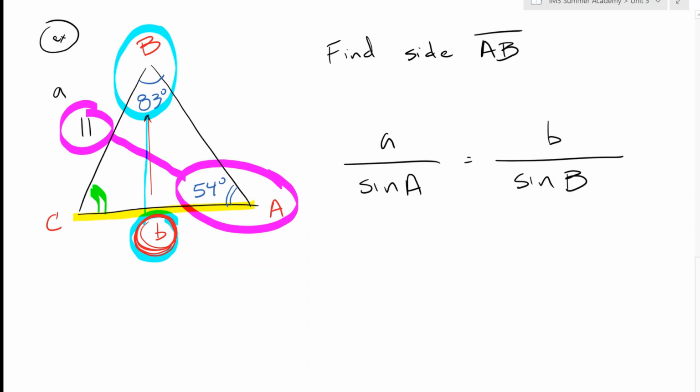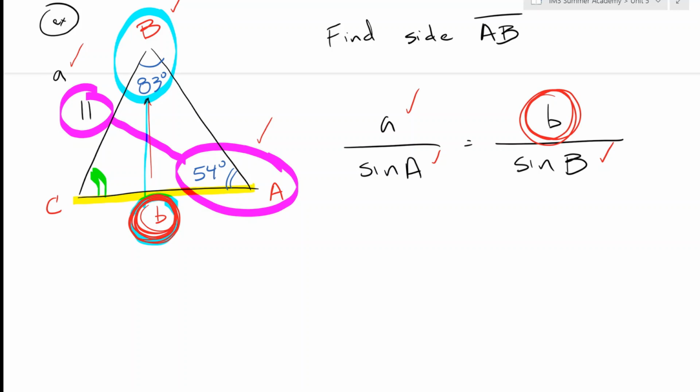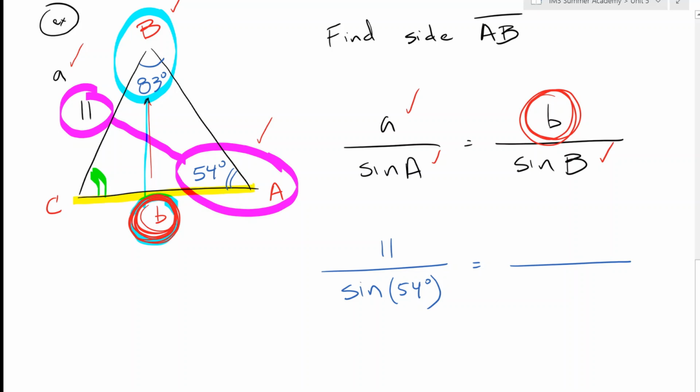Because if I look, I have at least three of those things. Do I have little a? Yes, 11. Do I have big A? Yes, 54. Little b, that's what I'm trying to find, and I'm okay with that, so that's going to stay there. And do I have big B? Yes, I do. So I have three of the four things. That means I can solve for b. So let's plug in everything we have. Little a, again, is 11. The sine of big A, 54 degrees, equals little b, which is what I'm trying to find, over the sine of big B, which is 83 degrees.